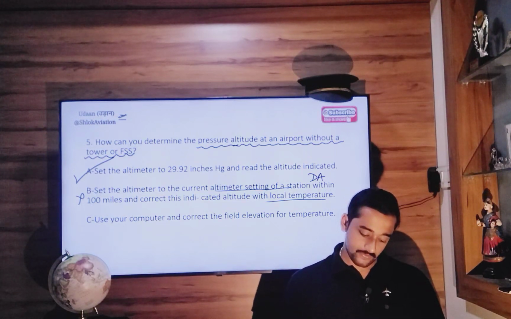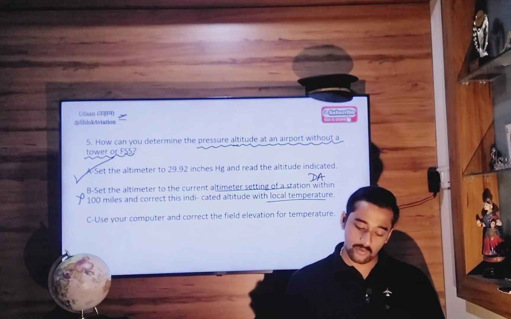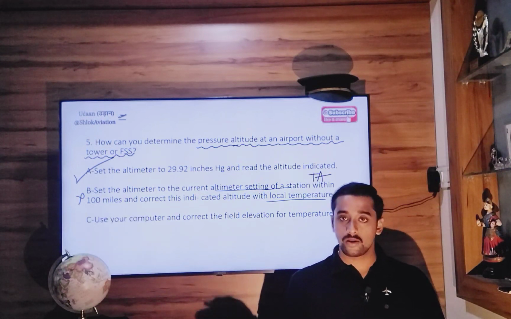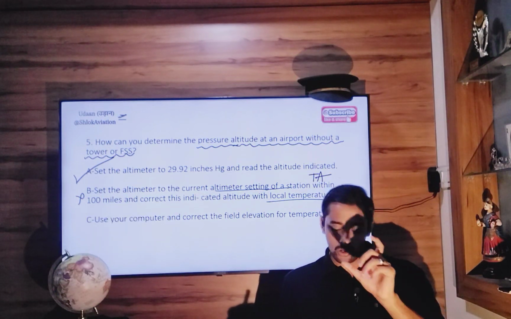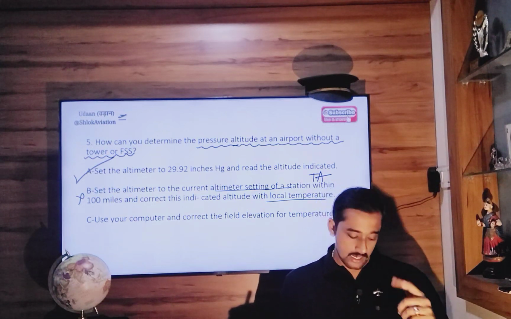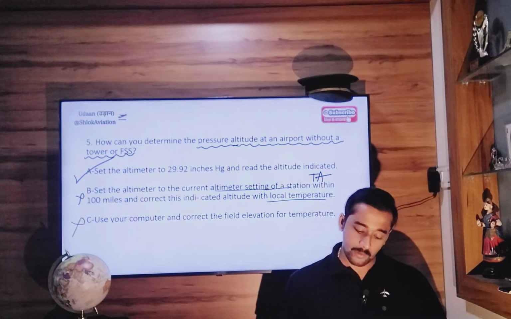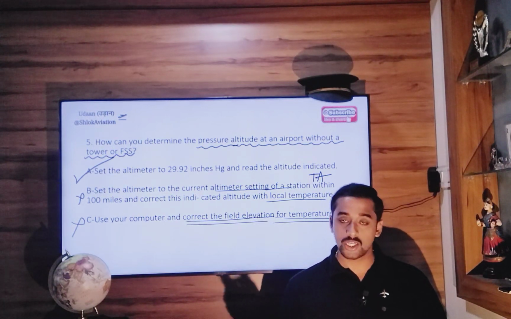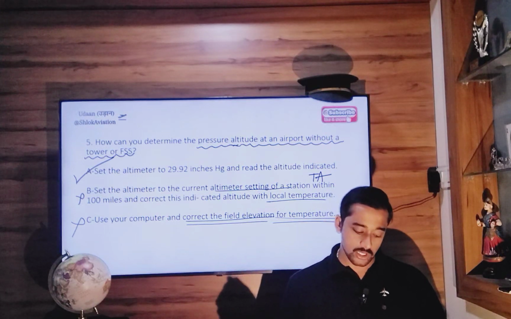You will get true altitude. So altitude corrected for non-standard temperature and pressure gives you true altitude. Similarly, when you use your computer and correct the field elevation for temperature, that is also not going to give you pressure altitude. So the correct option is option A.